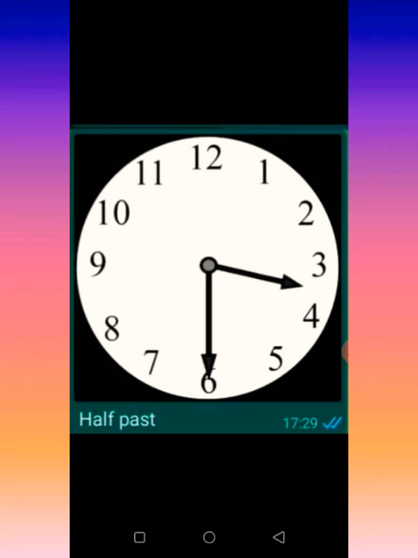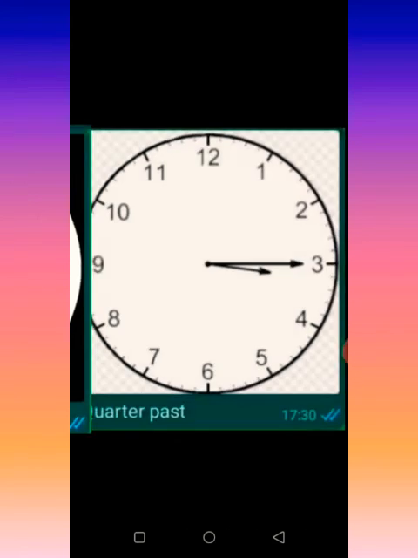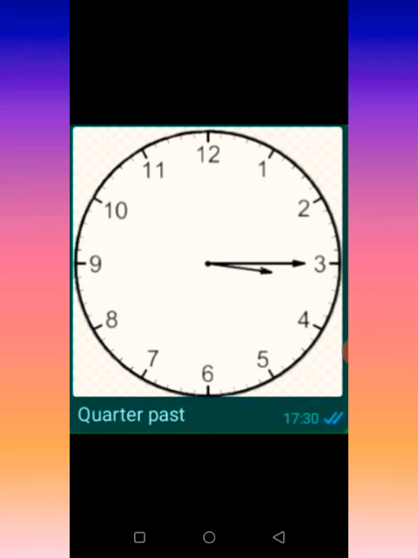All right, so this other one, we have the short hand in between 3 and 4, but the long hand is on 6. On 6 is half past, and the short hand is between 3 and 4. It has not gotten to 4, but it just passed 3. That's half past 3.